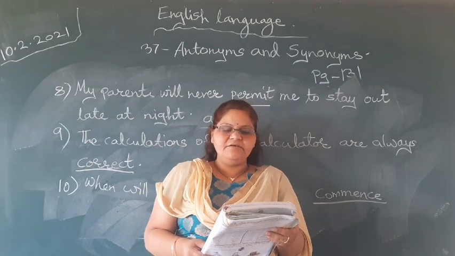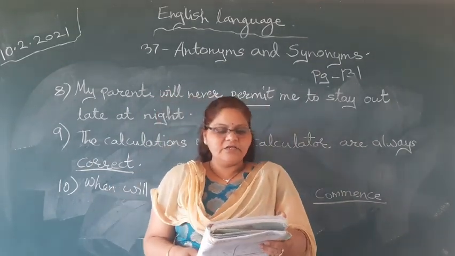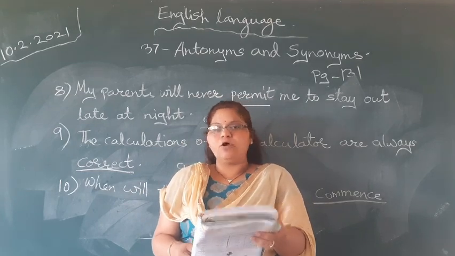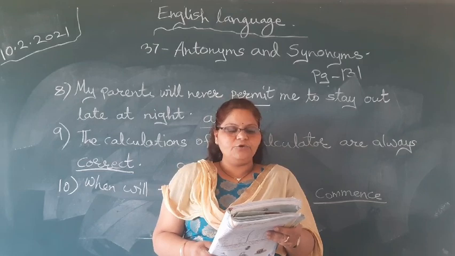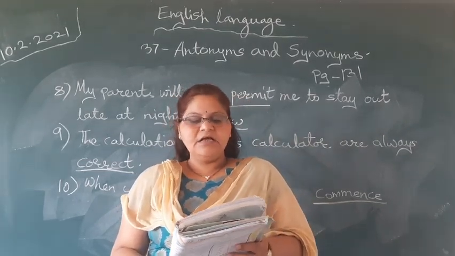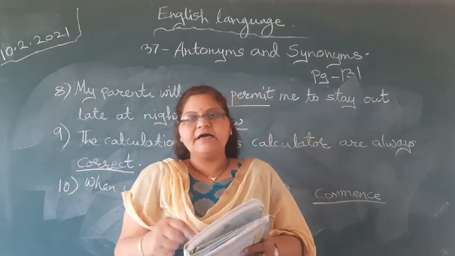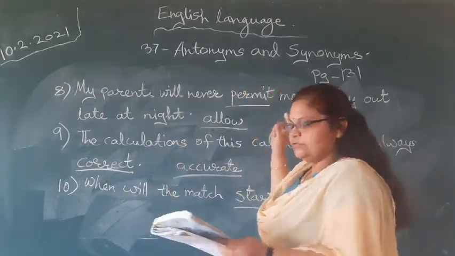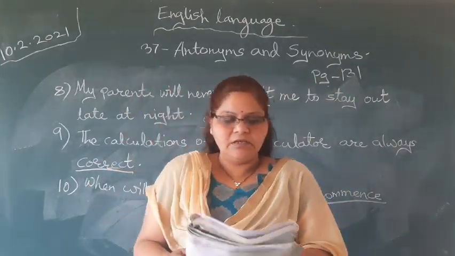Number 9: My parents will never allow me to stay out for a night. Number 10: The calculations of this calculator are always accurate. How is the calculation? It is quite accurate. When will the match commence? So these are the answers which you are going to write in your notebooks, and just correct the words in your textbook. So moving towards exercise number C.